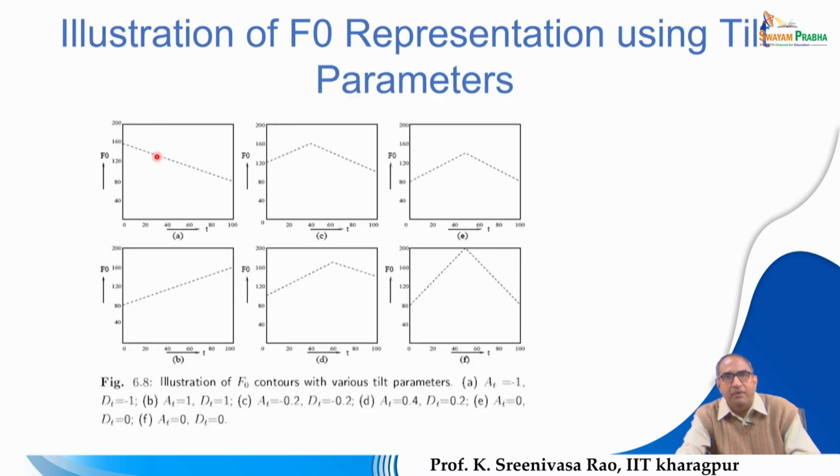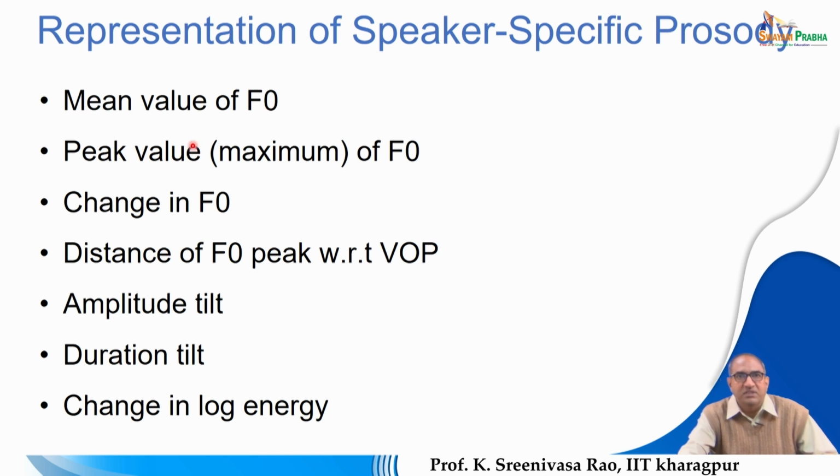These are known as tilt parameters, and we can derive them for different scenarios: simply falling, simply rising, a rise followed by a fall, or a rise with longer duration. All these cases can be parameterized with appropriate parameters. These are the list of parameters. There are 7 parameters that can model the shape of the intonation contour within a syllable. That way you can capture the shape using these 7 parameters, like the mean value of F0, peak value, the change of F0, distance of F0, amplitude tilt, duration tilt, and so on.